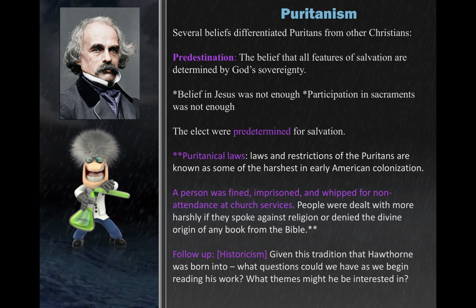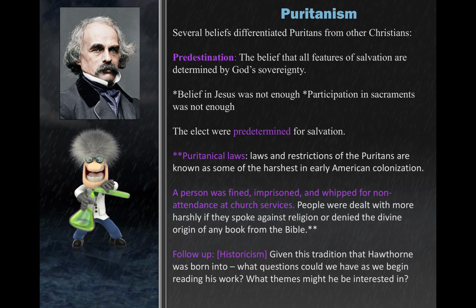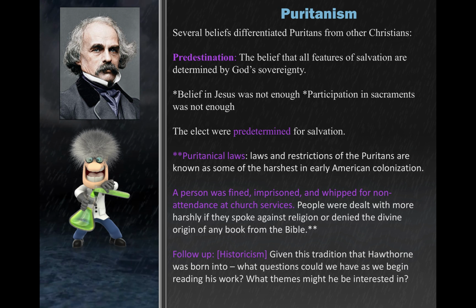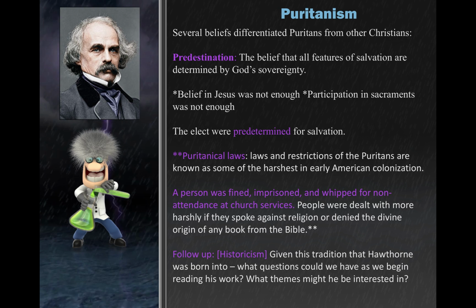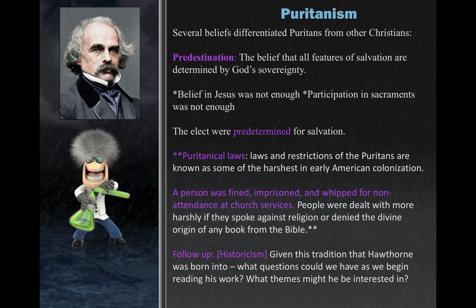Several beliefs differentiated Puritans from other Christians. First, predestination, the belief that all features of salvation were determined by God's sovereignty. So the elect were predetermined for salvation. So on a basic level, everything we do, everything we think, everything that happens was already predetermined by God, and there's nothing we can do to change that. God is all powerful and knows history from now to the end, and so it's out of our control. It is all God. Belief in Jesus was not enough.